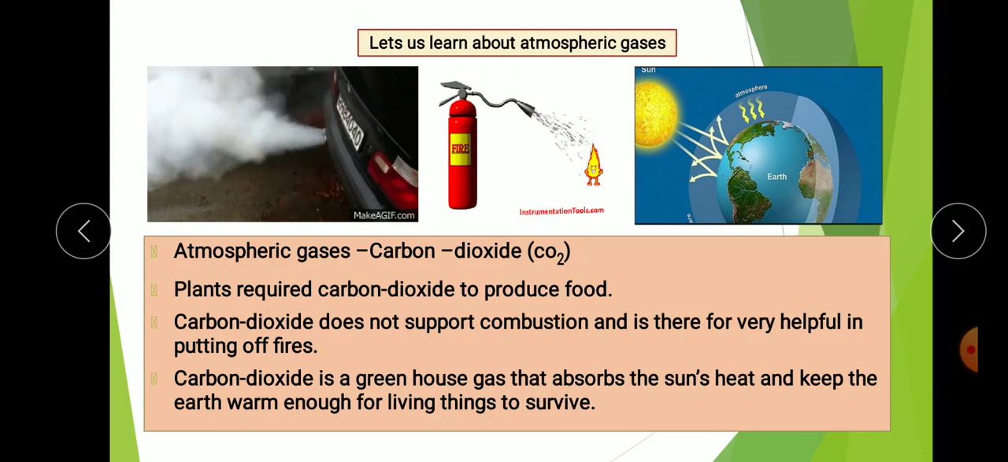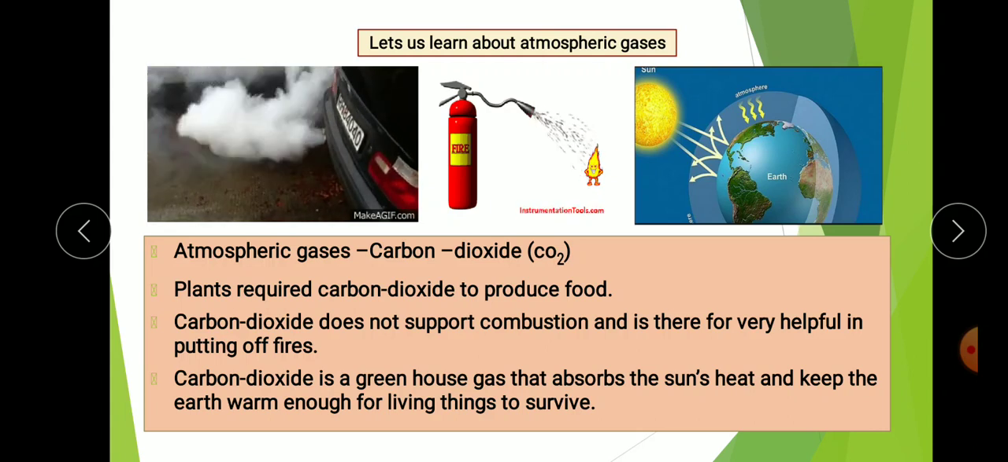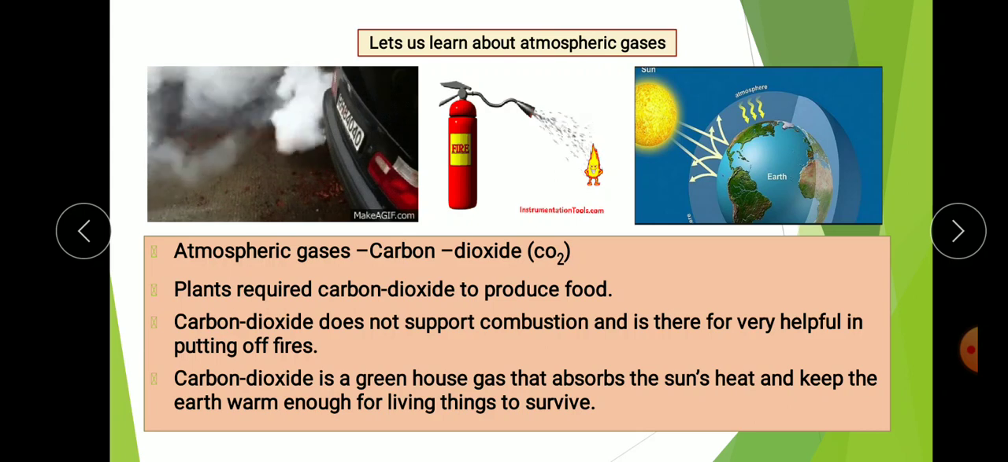On burning of coal and wood, carbon dioxide is produced and plants use carbon dioxide in the process of photosynthesis. Carbon dioxide is also used in the making of aerated drinks. It is also used in fire extinguishers because it does not burn and helps put off fires.